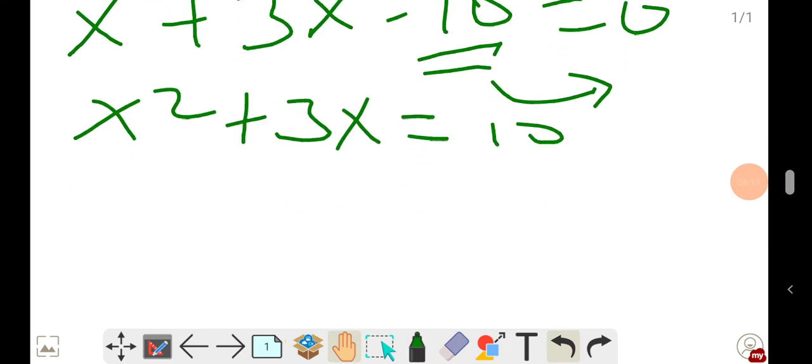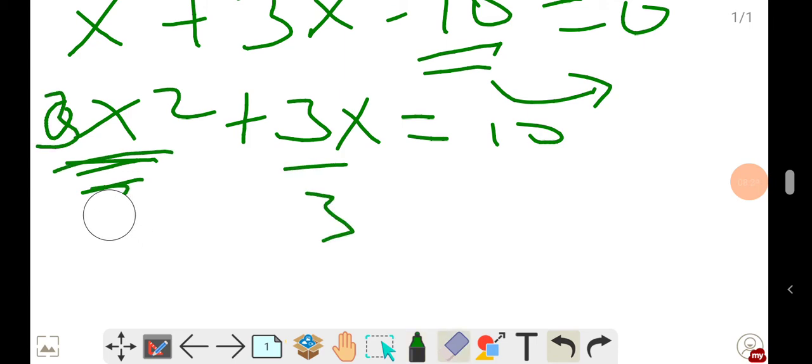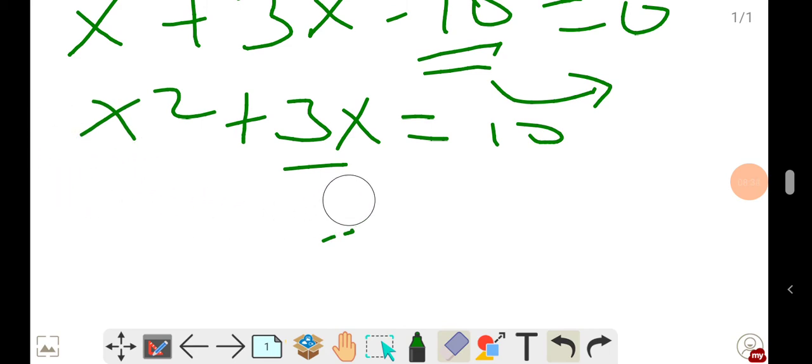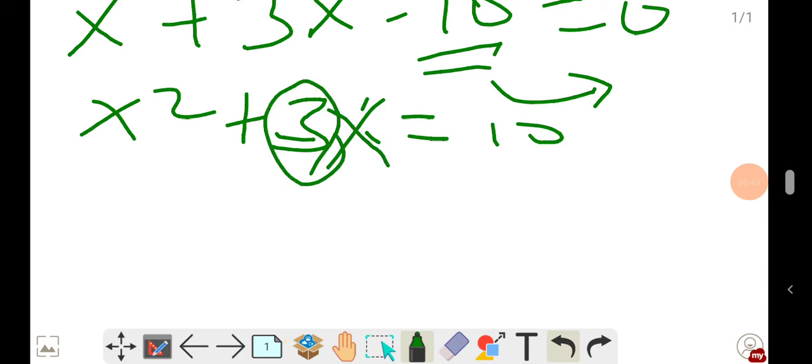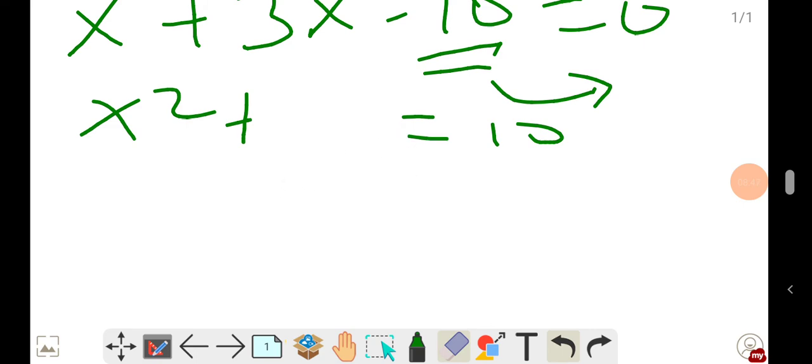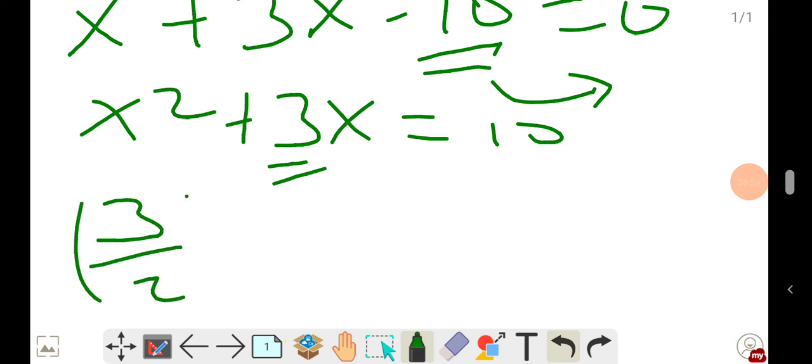Then try to be sure the coefficient of x squared is 1 here. If it's not 1, if there is a number here, we need to divide each term by that number. For example, if there is a number 3 here, I will divide each by 3. But unfortunately here there is no number, so we need not divide by anything. The middle term here is 3x, so the coefficient is 3. So take 3 and divide it by 2, then square it.